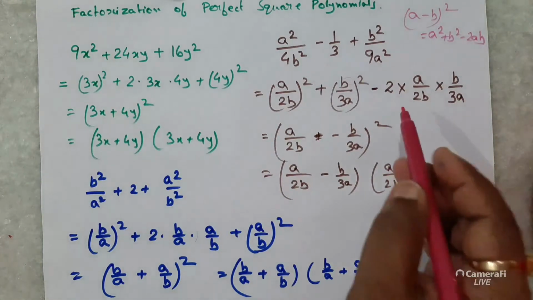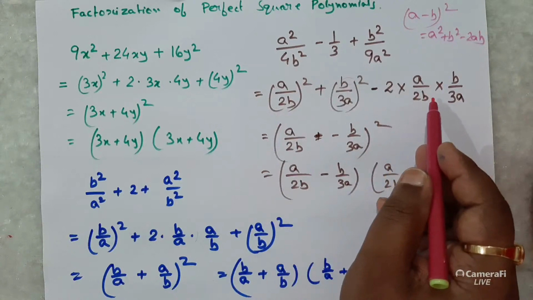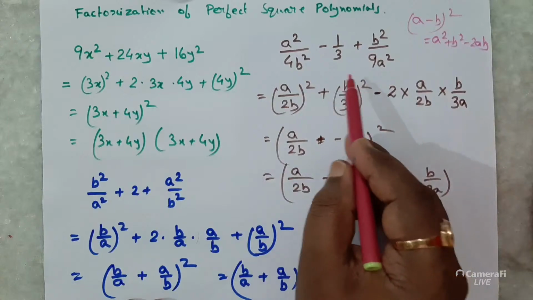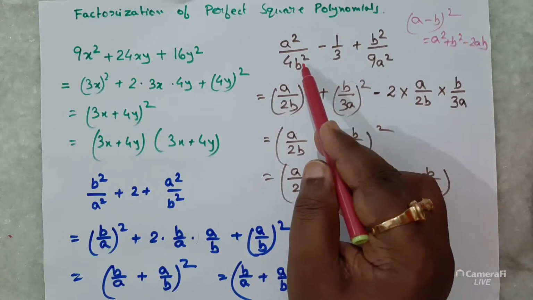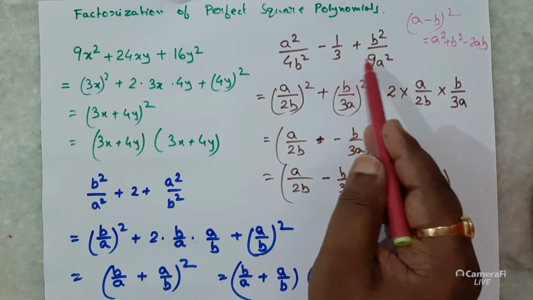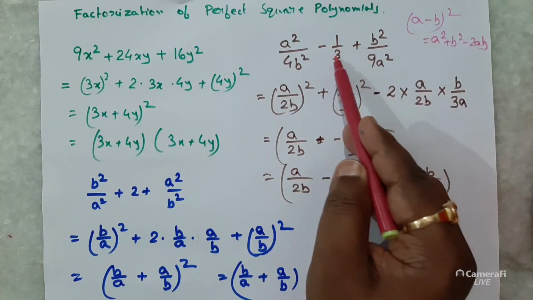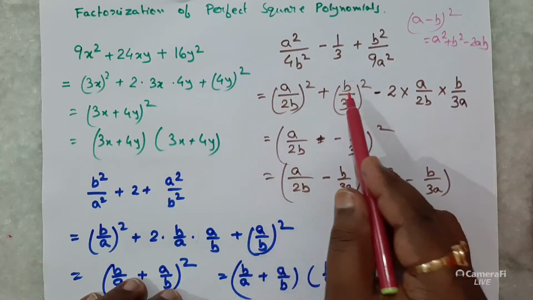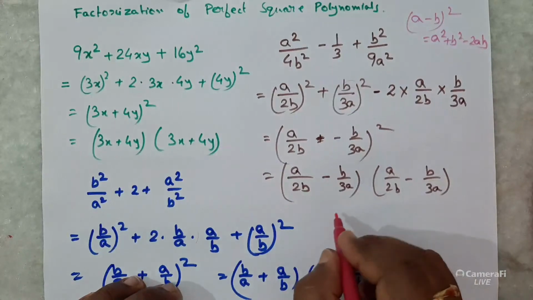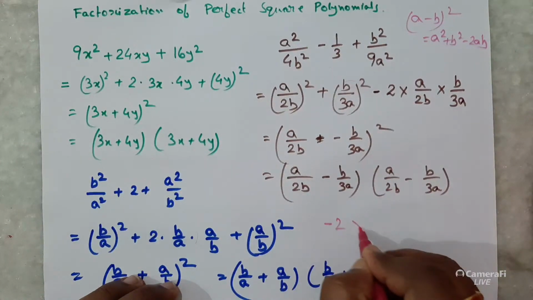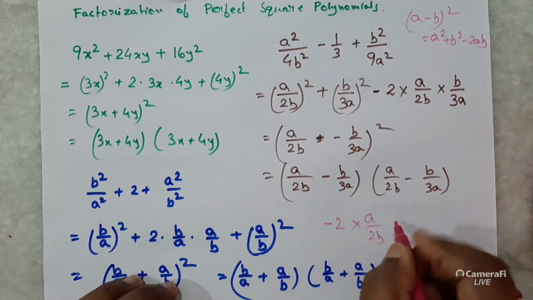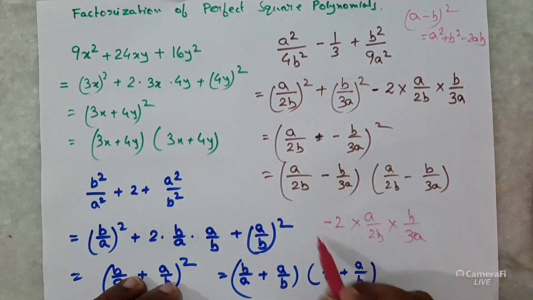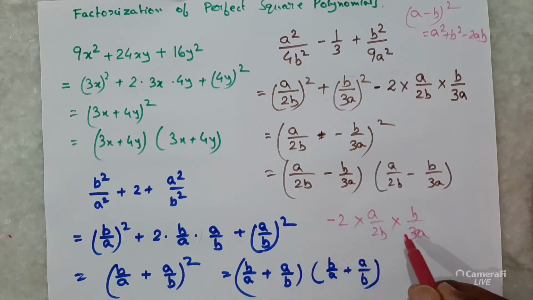Here if someone doesn't understand, sir, how can we know that we have to write this? First, look at it as a formula. Try to compare this thing with a formula. We have a square, we have b square. What we don't have is minus 2ab. We have to express this 1 by 3 into minus 2ab. So we have the a term, we have the b term. Here we simply write first that minus 2 into a by 2b into b by 3a.